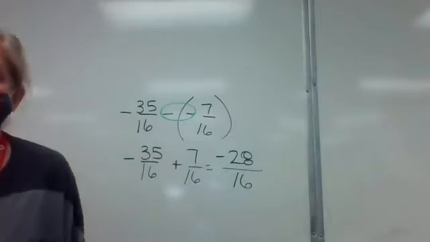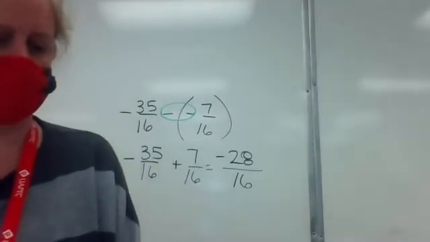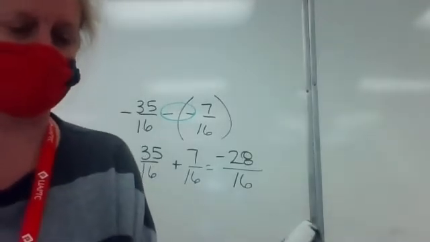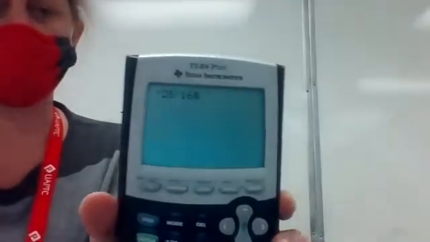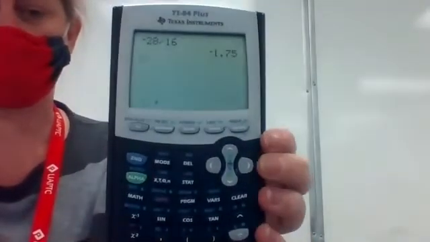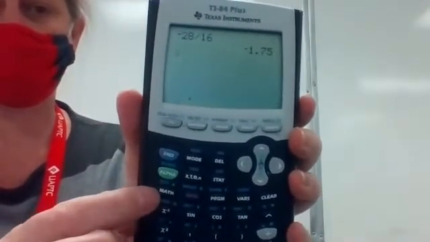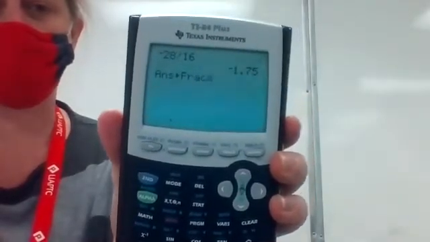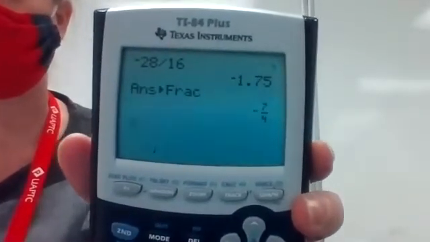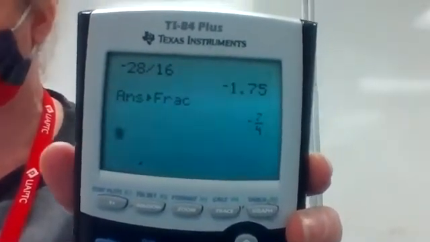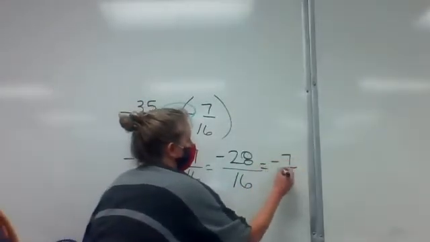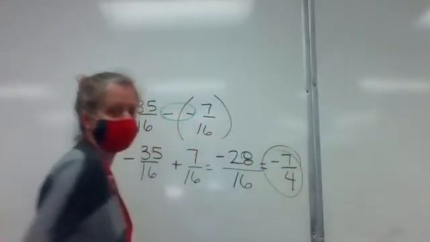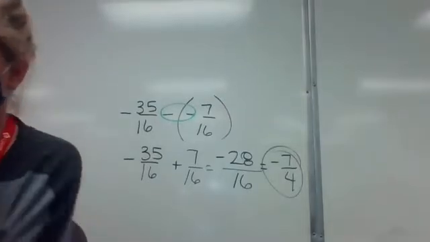Now your answer needs to be in its simplest form. So if I wanted to make sure that was in simplest form, I would do negative 28 divided by 16, get its decimal, and then remember our friend, math, enter, and that'll reduce that negative 28 over 16 for you to negative 7/4. So that would be the reduced answer.